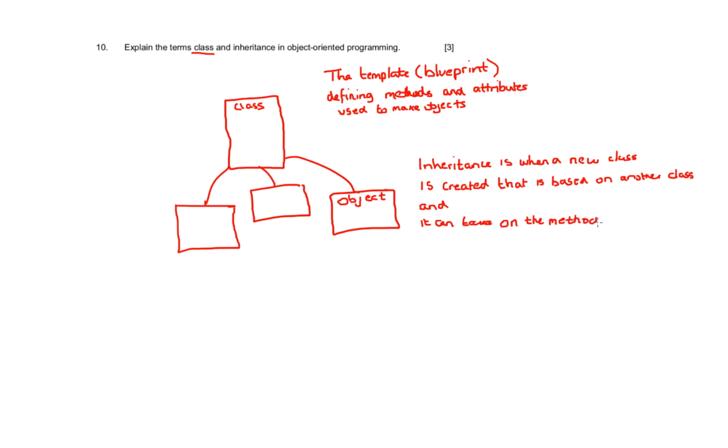So where do we actually get our marks for this question? Well, the first mark comes from saying a class is a template defining methods and attributes used to make objects. The second mark comes from talking about inheritance, when a new class is created that is based on another class. And the final mark comes from saying that when we create this new class based on another class, it can take on the methods and attributes of its parent class. So 3 marks in total for this question.